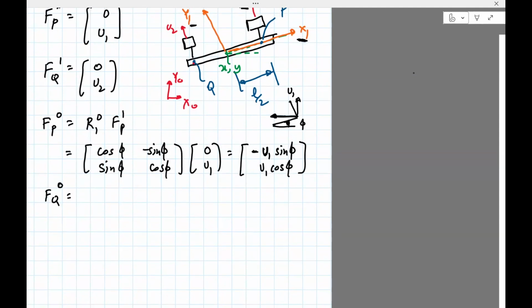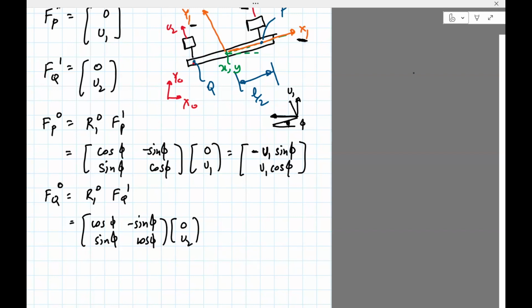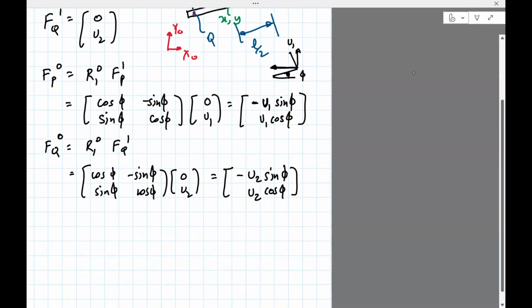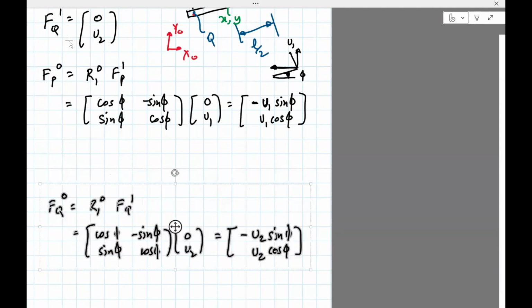Fq in frame 0 would be R10 Fq in frame 1, the same equations. The same force, you'll get the same answer. Not very surprising, it's the same thing. Just the u's will change. Okay, so we are, I guess, almost there. Let me just make it slightly cleaner.